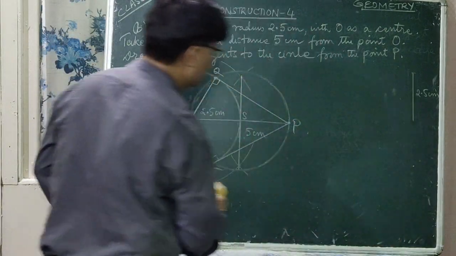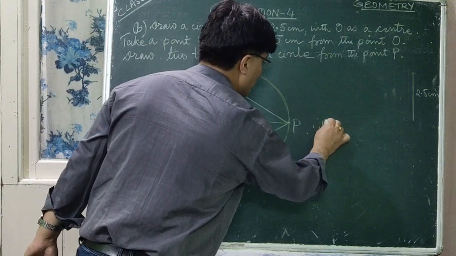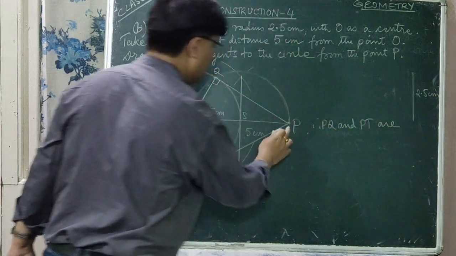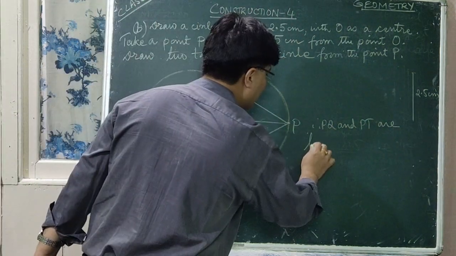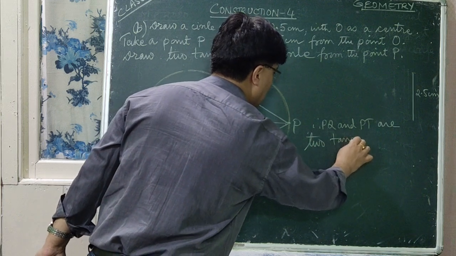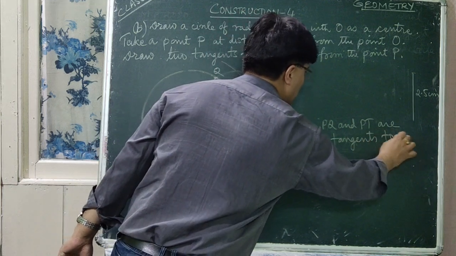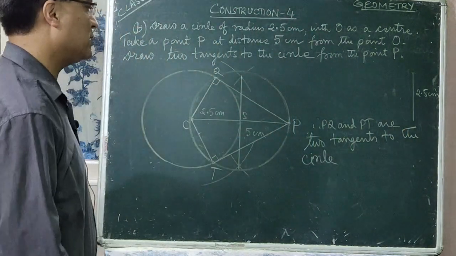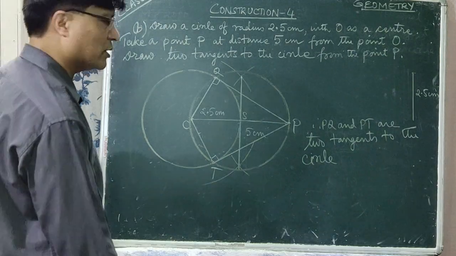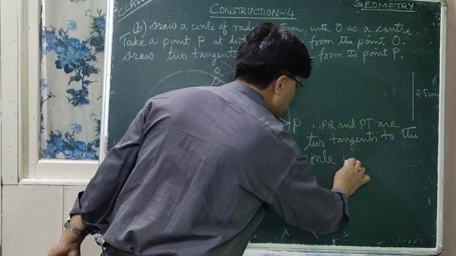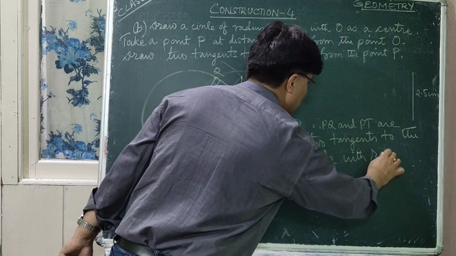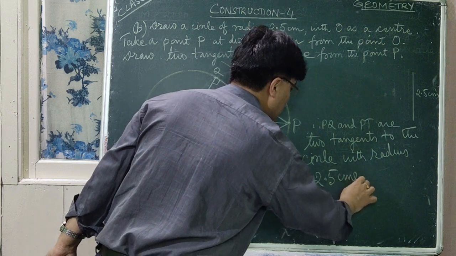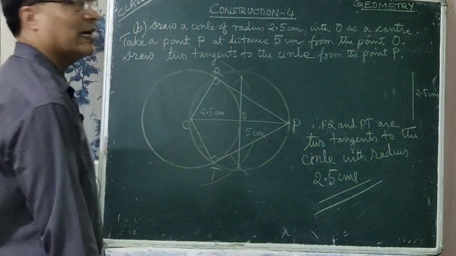So let us write down here. So therefore, PQ and PT are two tangents to the circle with radius 2.5 centimeters. So this is the answer.